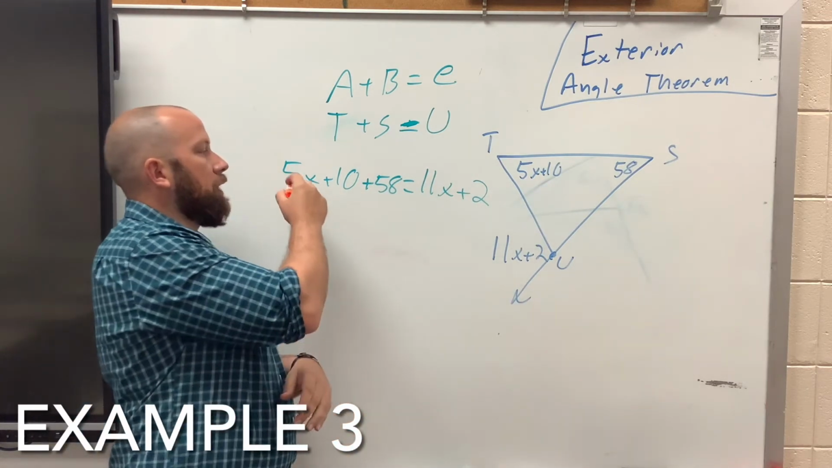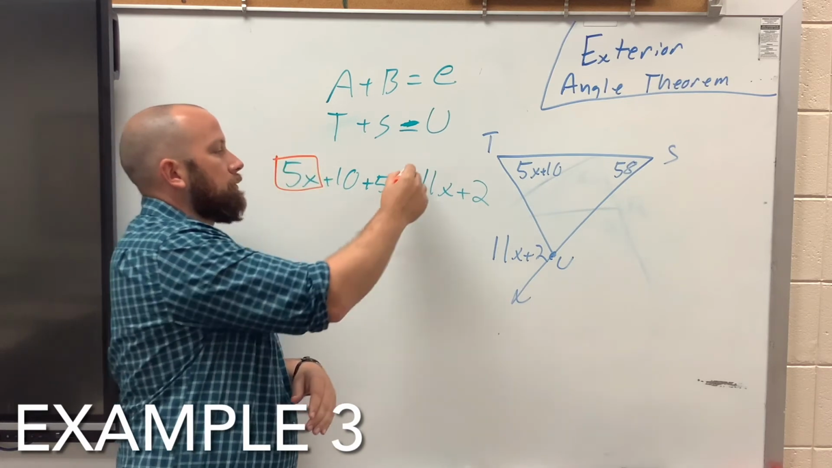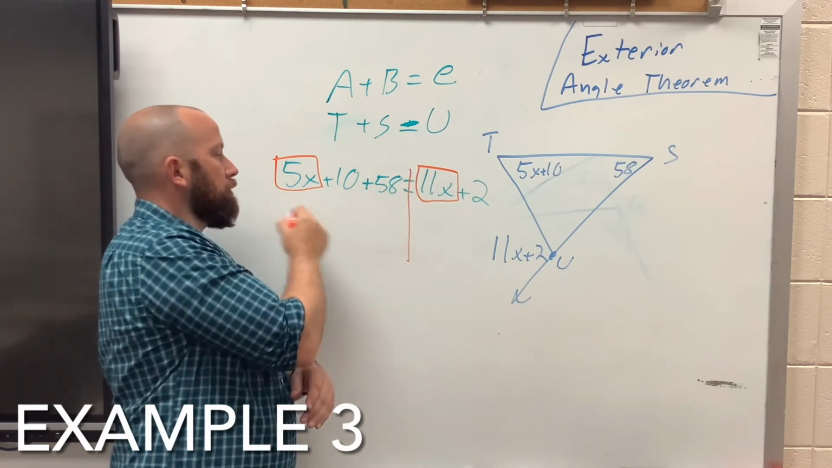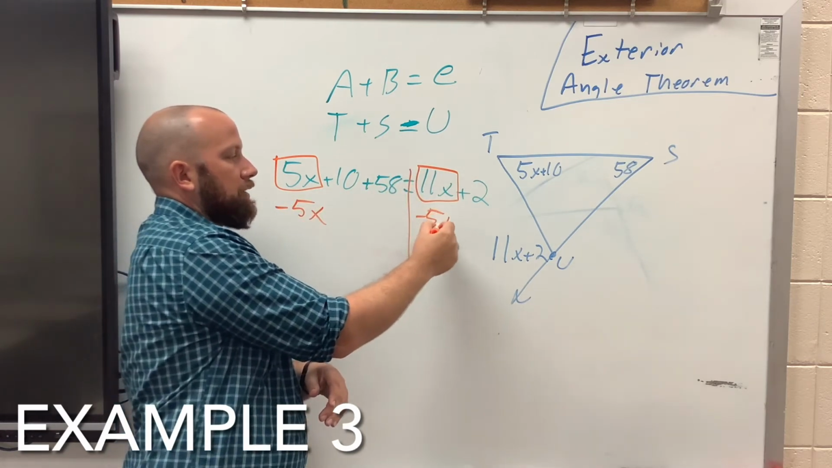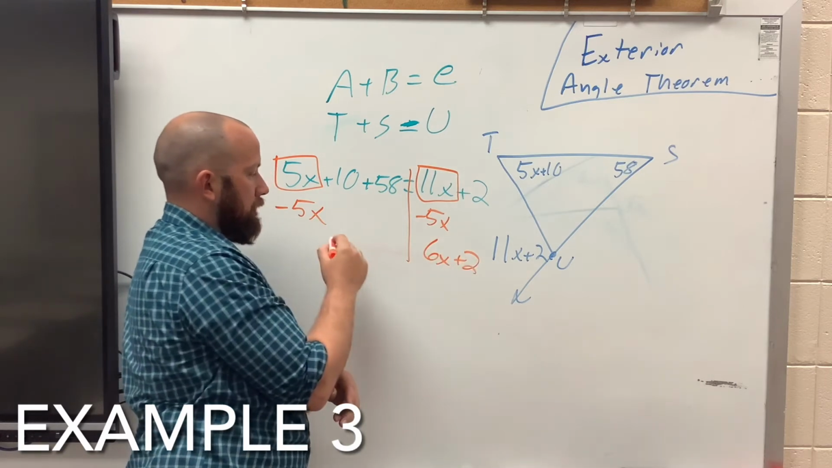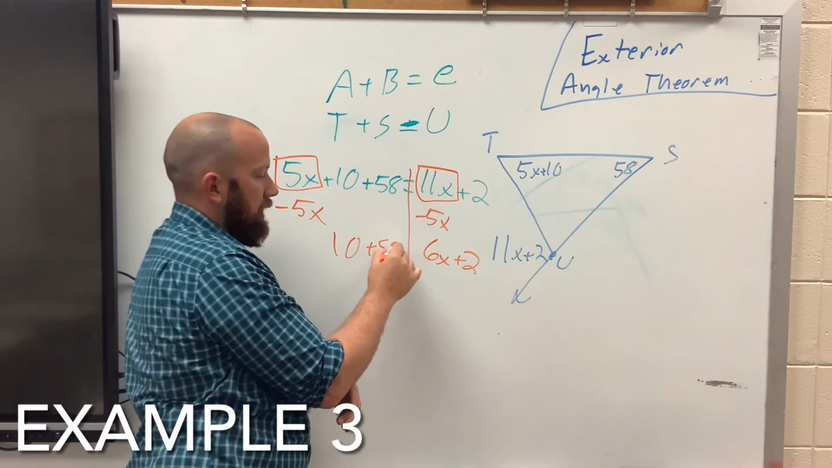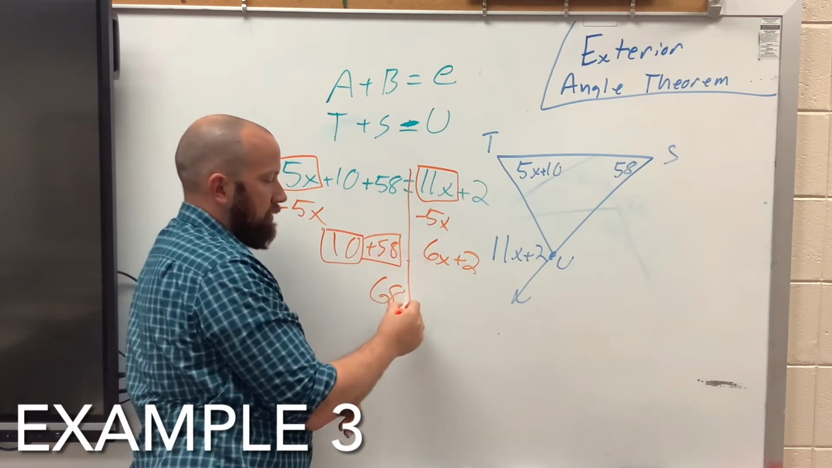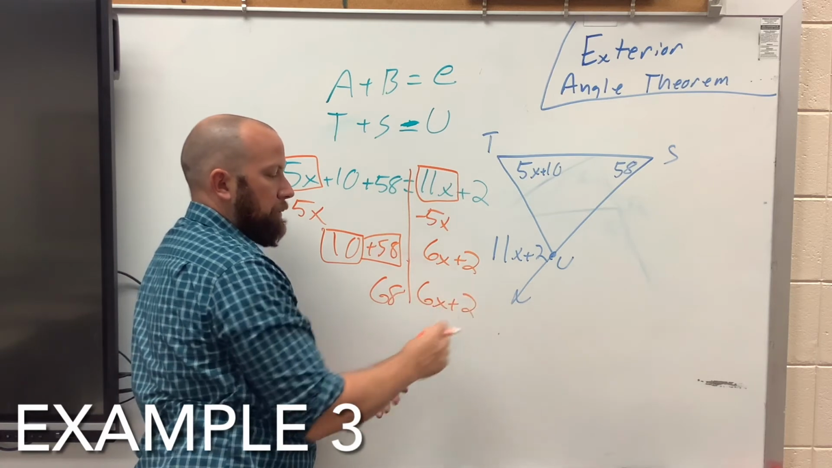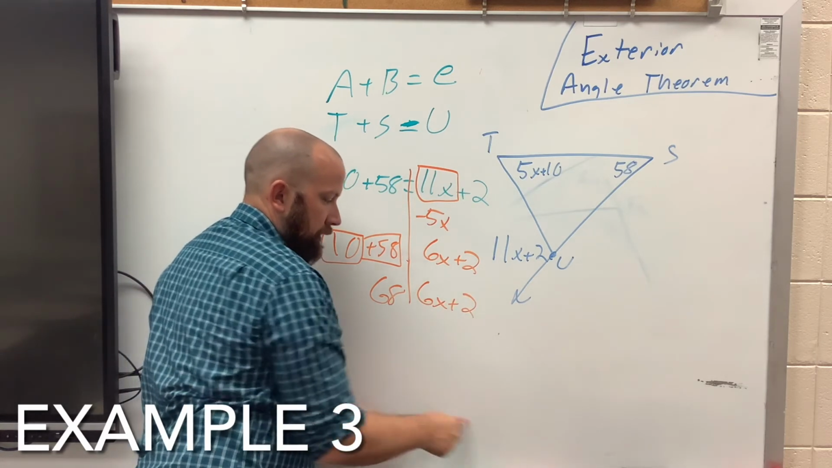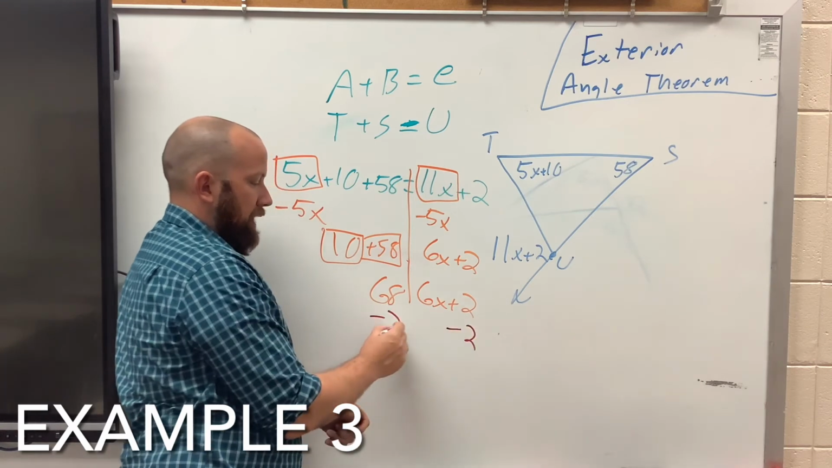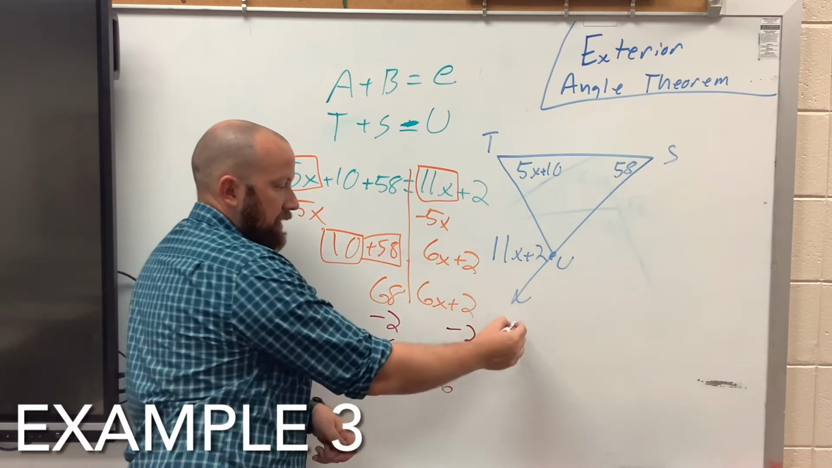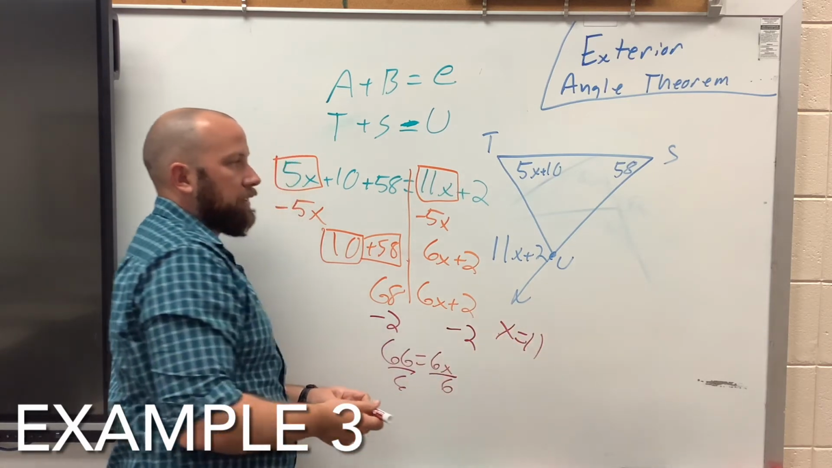Now, we have to combine like terms. So I'm gonna go over, so subtract 5x, 6x plus 2 equals 10 plus 58. Now these two are like terms. That gives me 68. Bring everything else down. Now I'm at a two-step equation so I can solve. Subtract 2, 66 equals 6x, divide by 6, x equals 11.